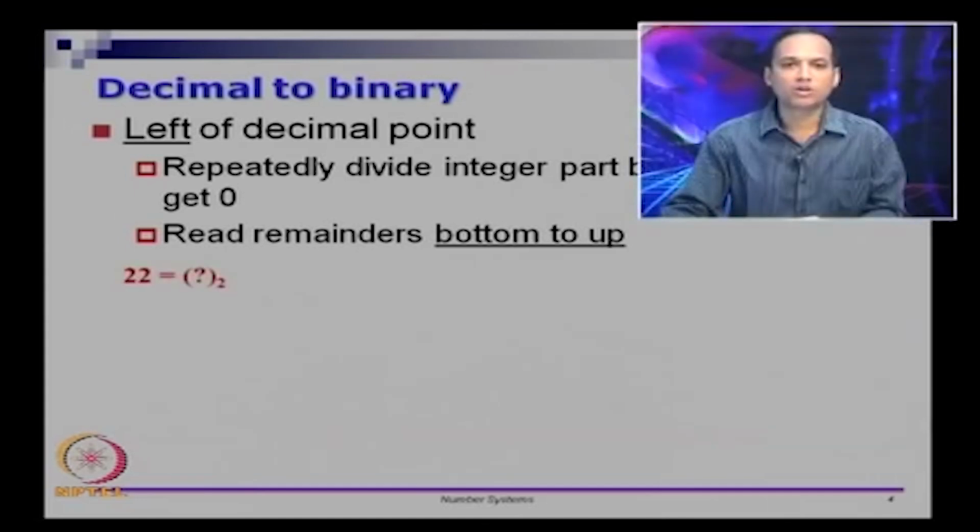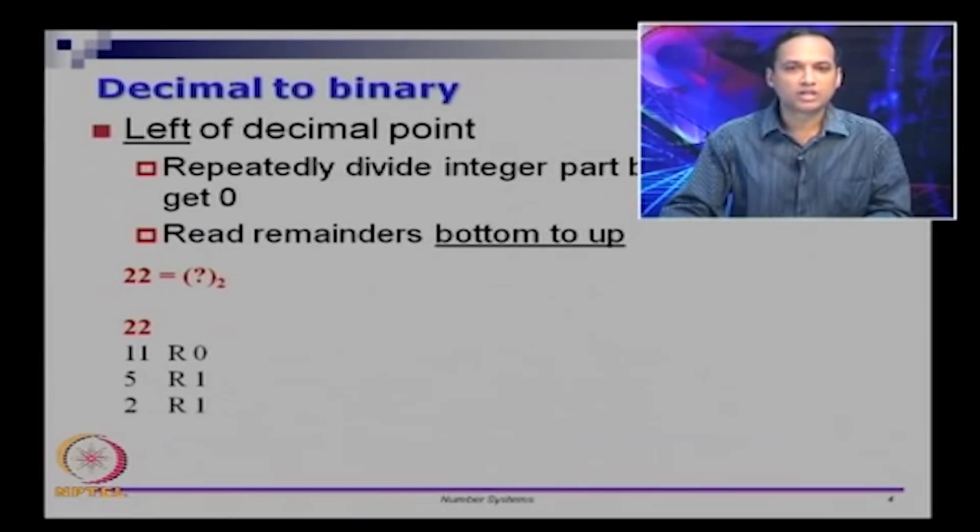If I want to find out how 22 is represented in binary, I will take 22 and divide that by 2, so it gives me 11 as the quotient and the remainder is 0. You divide 11 by 2, that gives me 5 as the quotient and remainder 1, then take 5 and divide by 2, you get 2 as the quotient and remainder 1, and then you divide 2 by 2, and that gives us remainder 0 and quotient 1, and you take that 1 and divide by 2, you get quotient 0 and remainder 1.